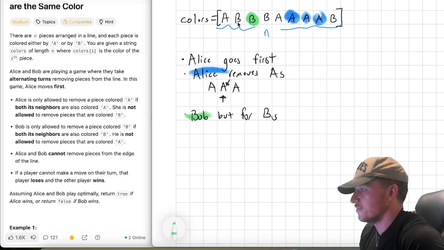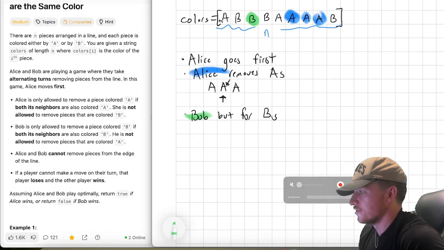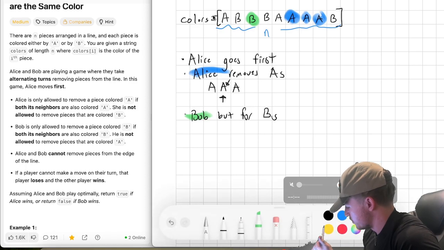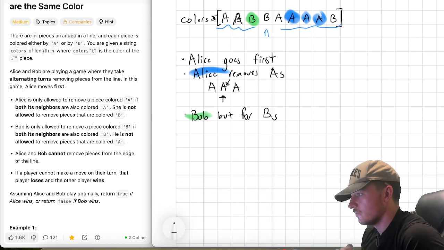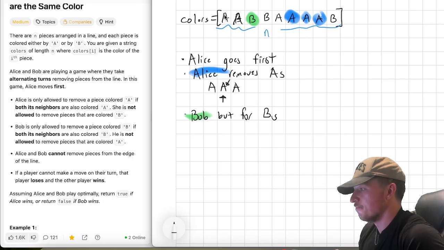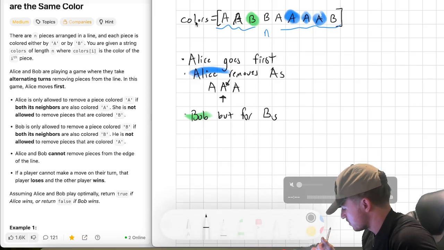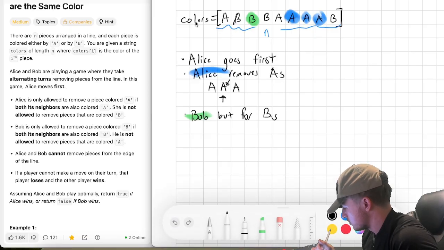Because both neighbors need to be A to remove this A. Well, there is no neighbor to the side, right? So even if this was, for example, A like that, you might say, oh, look, both its neighbors are A. No, both neighbors need to be A. So that's just something to consider.